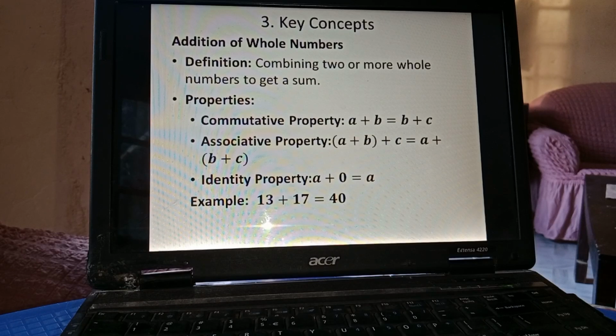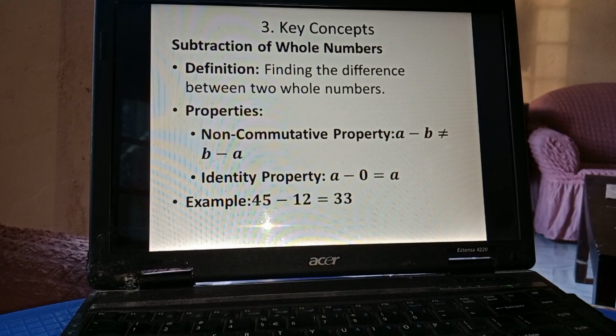So you see, we come to identity property where if you add 0 to any number, you get the same thing. A plus 0 is A. 2 plus 0 is 2. 100 plus 0 is 100. 1 million plus 0 is 1 million. Example. All right? Example of addition of numbers. 13 plus 17 is equal to 30.